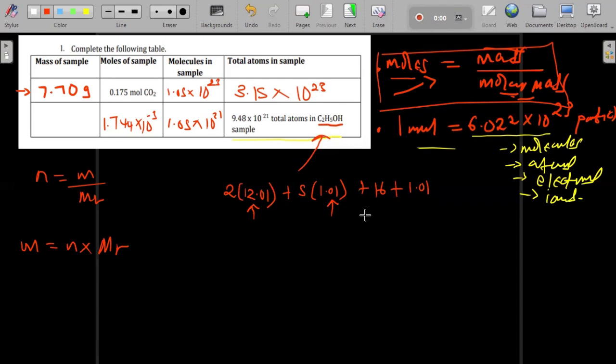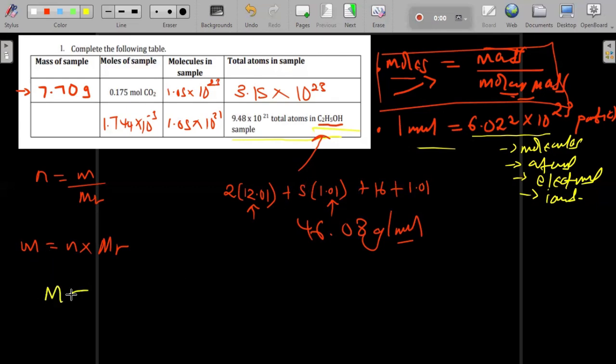When I add all that, what am I getting as my molar mass? 12.01 plus 5 multiplied by 1.01 plus 16 plus 1.01. I'm getting my molar mass as 46.08 grams per mole. So this is the molar mass of C2H5OH. I'm going to place it in this formula.